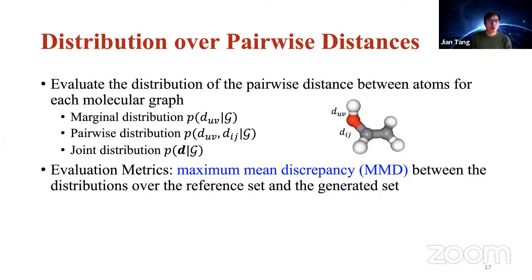And then another way to evaluate the quality of the conformation is to evaluate the distribution of the distance among the atoms generated by the algorithm. So we evaluate the marginal distributions of the distance between the atoms, and also the pairwise distribution between two edges, and also the joint distribution of all the atoms in the molecular graph. And then we compare the distribution evaluated on the reference set, and also the conformations generated by our algorithm. And for the two distributions, we use maximum mean discrepancy to measure the distance between the two distributions.